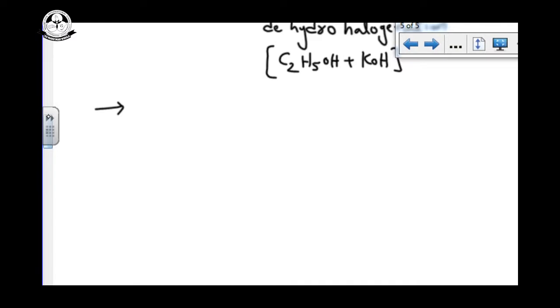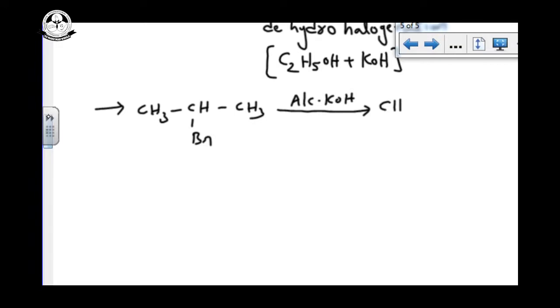See what is happening. First of all, CH3CHBrCH3. I am doing the dehydrohalogenation, adding alcoholic potash. Now we can get CH3CH=CH2. So simply we are seeing like this.